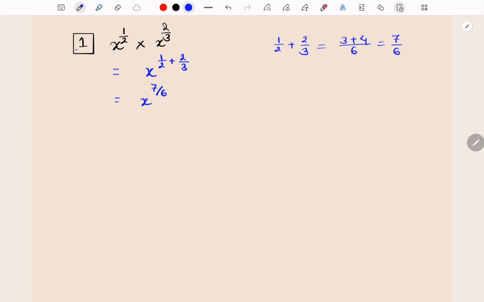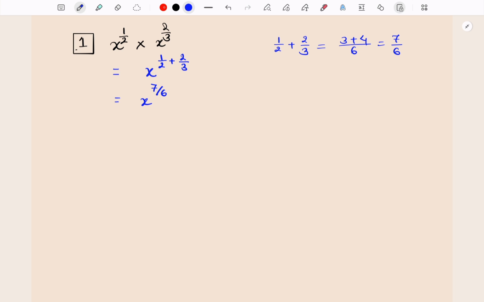So here I can write x raised to the power of 7 over 6. Now there is a challenge for you. Currently we have our answer in the index notation. Can you convert it to the root form? Pause this video and try to convert this into the root form or the radical form.